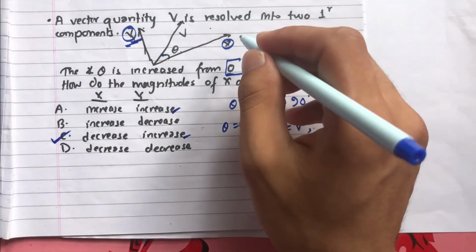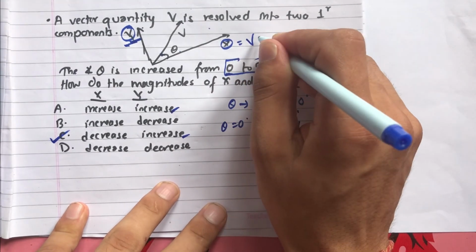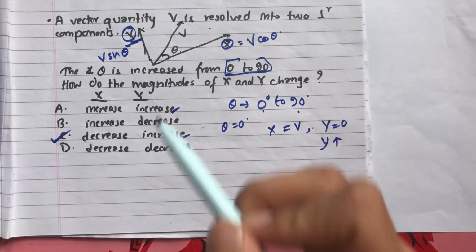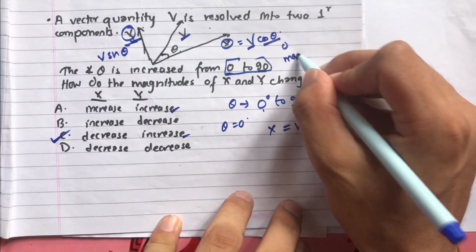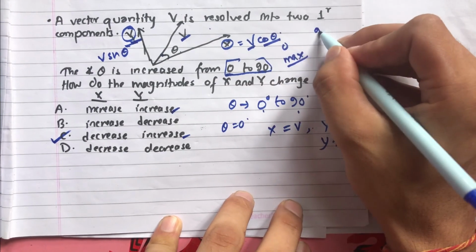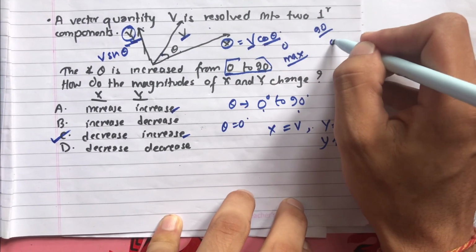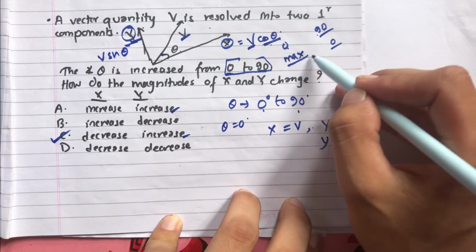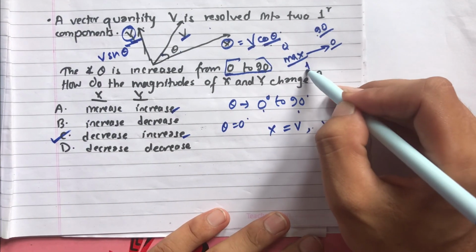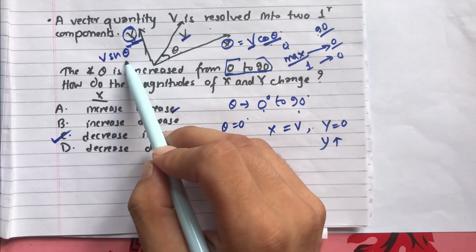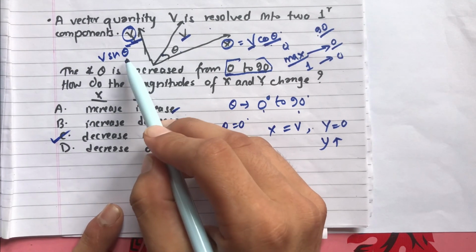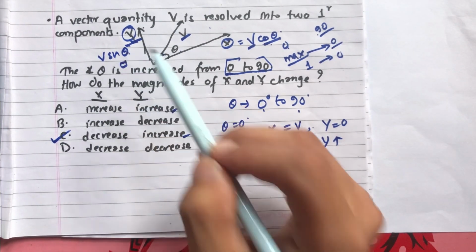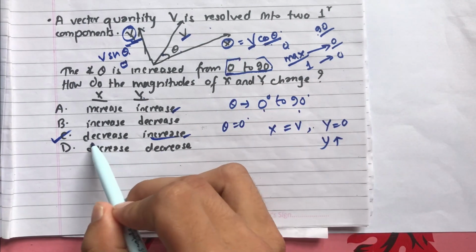Also, you can find it this way. x would be v cos of theta, and y would be v sine of theta. So when theta is 0, cos is maximum, right? And when theta is 90, cos gives value 0. So you can see that as theta is increased from 0 to 90, the value given by cos theta decreases from max to 0, from 1 to 0. And in sine, it is exactly opposite. When theta is 0, sine 0 is 0, and when theta is 90, sine returns the maximum value. So the y component must increase, and the x component must decrease.